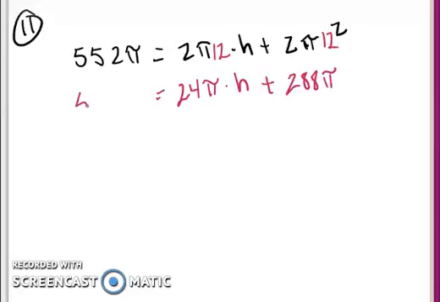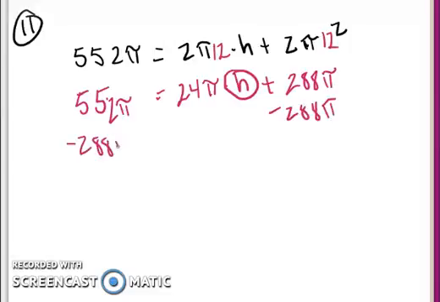This equals 552 pi. Now I want to get h alone, so I got to get rid of what's adding first and then get rid of what's multiplying. So I'm going to subtract 288 pi from both sides. Okay, so 552 minus 288 is going to be 264 pi, equals 24 pi times h.